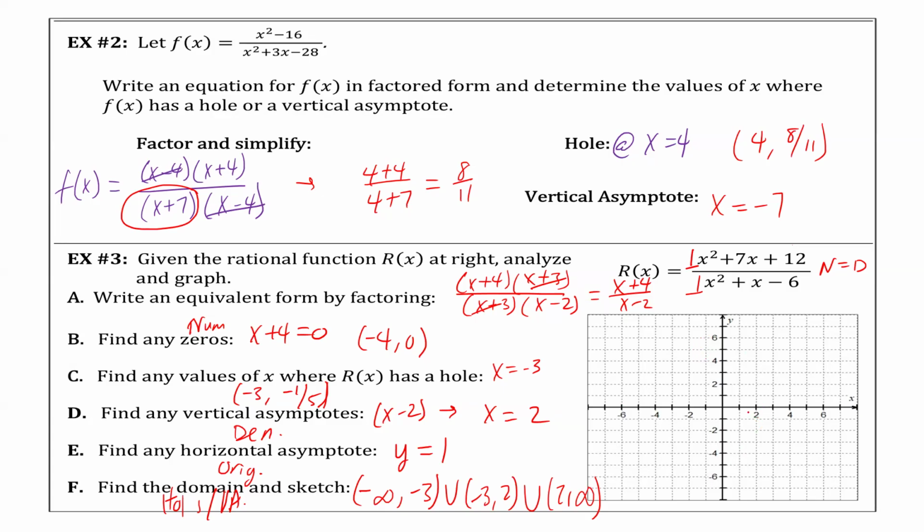All right. So again, you should be able to draw the sketch of it. So having your horizontal asymptote, there's one. And then my vertical asymptote.